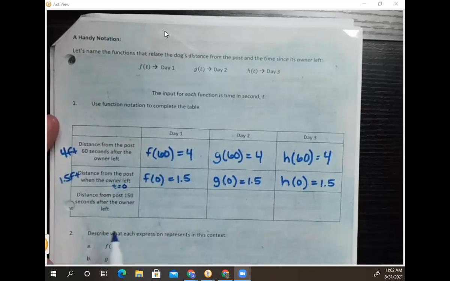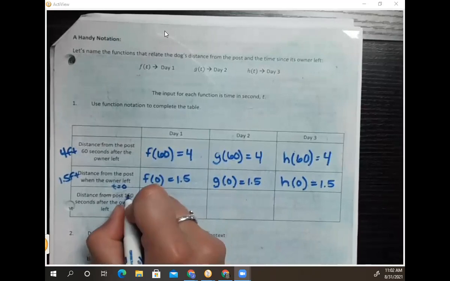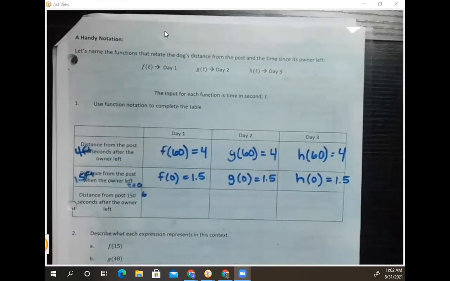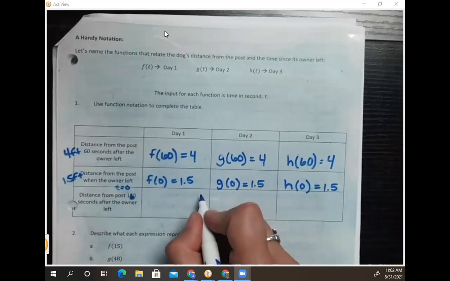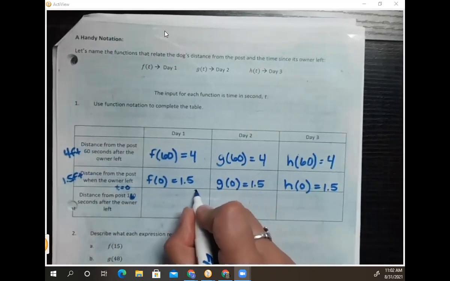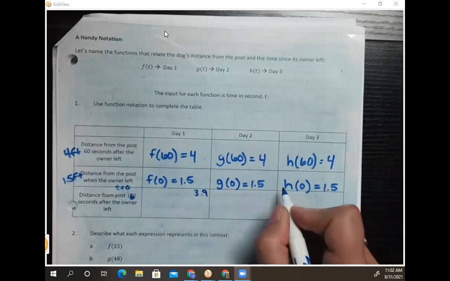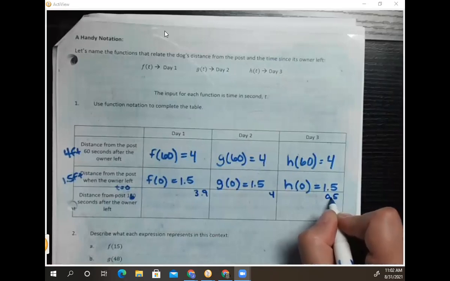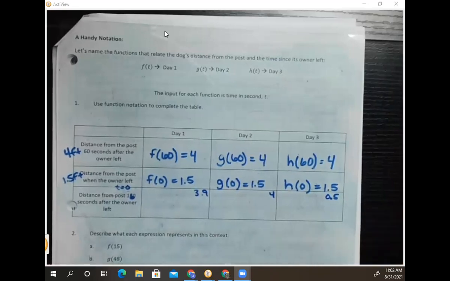Now I want you guys to try this last one. The distance from the post, 150 seconds after the owner left. And just to help you out, or this should be 160. Just to help you out, I'll give you those measurements that we had. So for day 1, it was 3.9 feet. For day 2, it was 4 feet. And for day 3, it was 0.5 feet. So the measurements were all a little bit different here. I want you to give me function notation for each of those days when the owner returned.